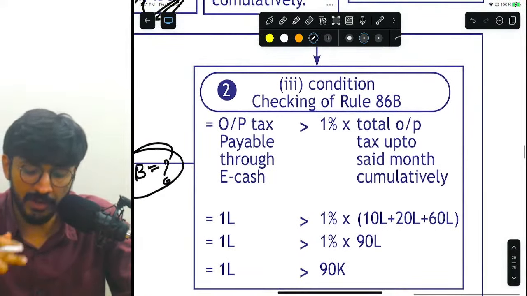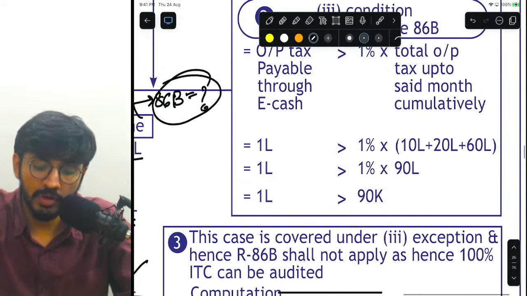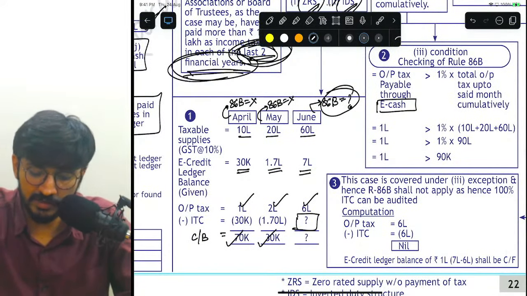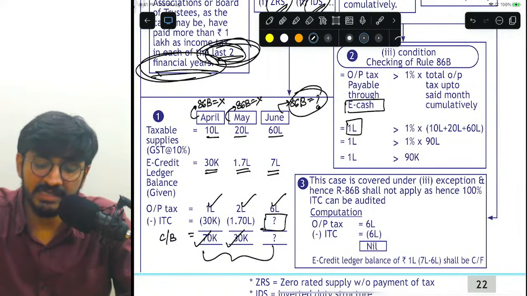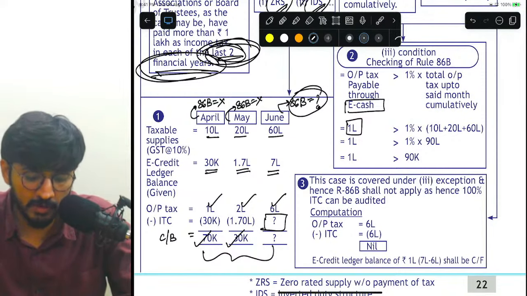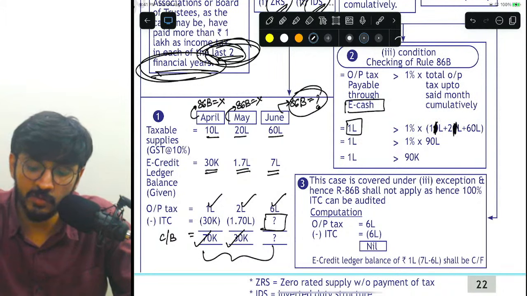Now, what do I have to compare? I have to compare the output tax that I have payable through e-cash, up to the said financial year. So up to June, from April to June, I have paid 1 lakh as e-cash. Now, what is 1% of the output tax payable up to the month? Output tax payable up to the month is 1 lakh, 2 lakh, 6 lakh. There is a small error here. It's 1 lakh, 2 lakh, 6 lakhs. So that is 9 lakh, and 1% of 9 lakh, my dear friends, happens to be 9,000.